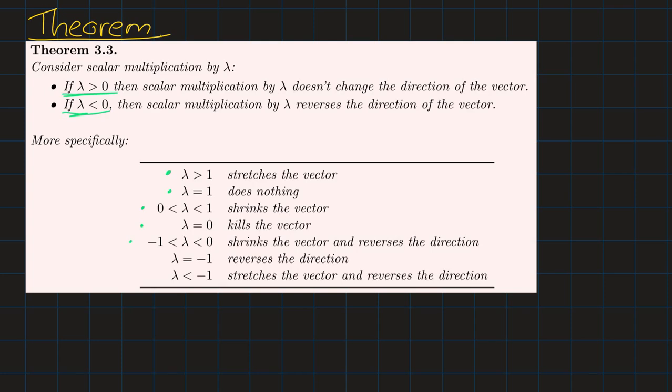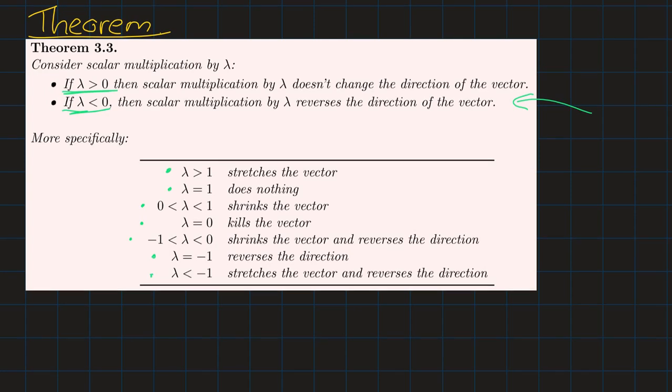So if lambda is between -1 and 0, you shrink the vector and you flip the direction, because right here we said if lambda is negative, you flip the direction. If lambda is equal to -1, you just precisely flip the arrow's direction, and you don't stretch or shrink it at all. And finally, if lambda is less than -1, you stretch the vector and then you flip the direction. Or you flip the direction and then you stretch it. It doesn't matter which order you do it in. So what does this look like geometrically? Let's do an example.